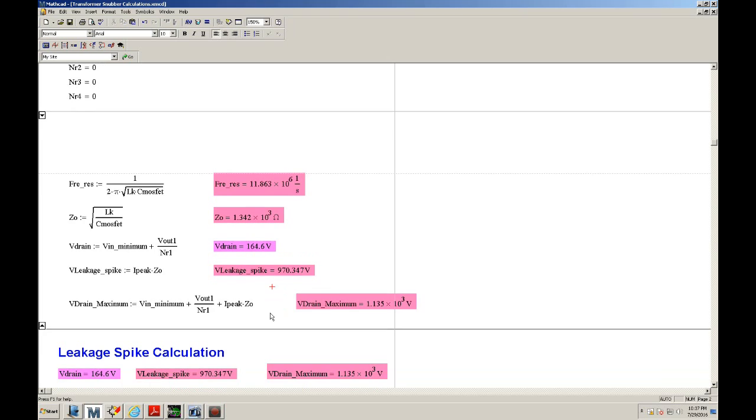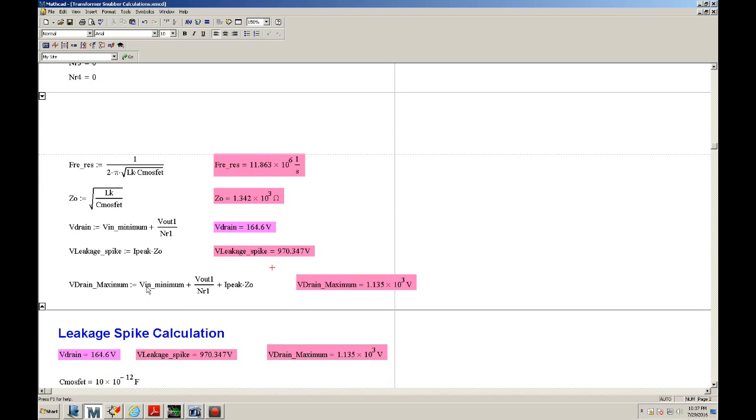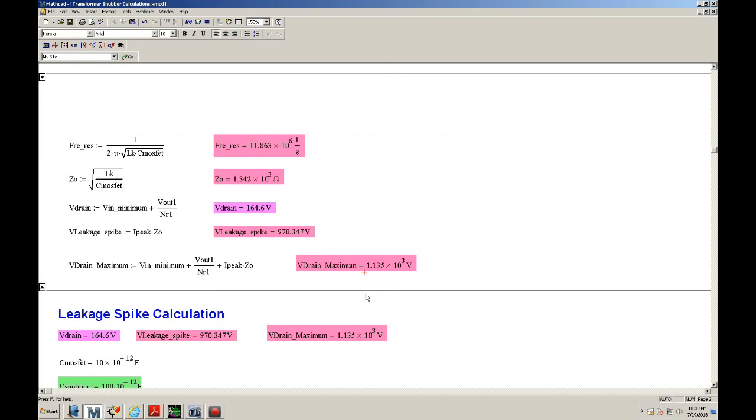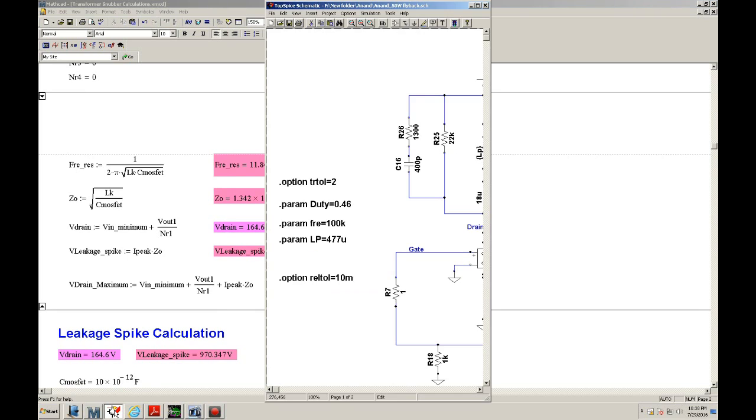Okay, so here I have the final equation, Vin divided by Vout divided by NR1, which is the turns ratio of the primary divided by the turns ratio of the secondary. That's what NR1 is. So I will get 1,135 volts on the drain, basically.